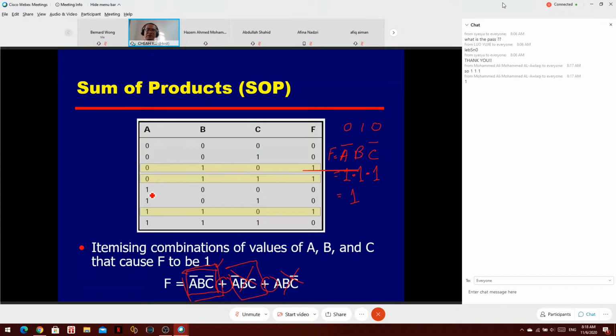Now obviously the first one here, when A is 0, B is 0, C is 0, F is going to be false. Why? If A is 0 and B is 0 and C is 0, obviously it's going to result in a false. So that's how the expression works.